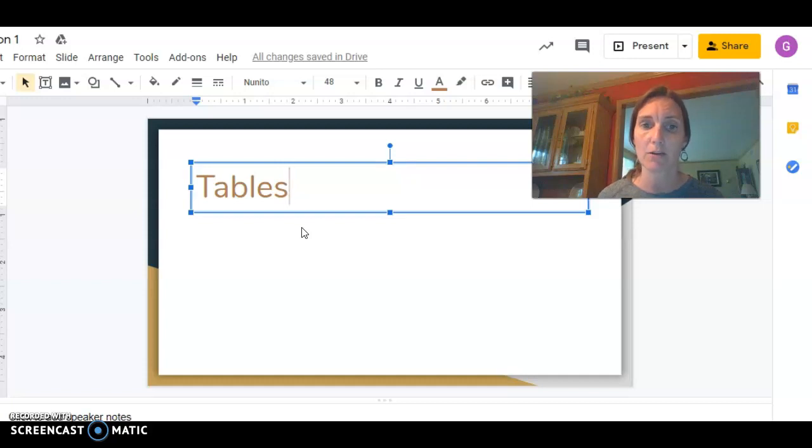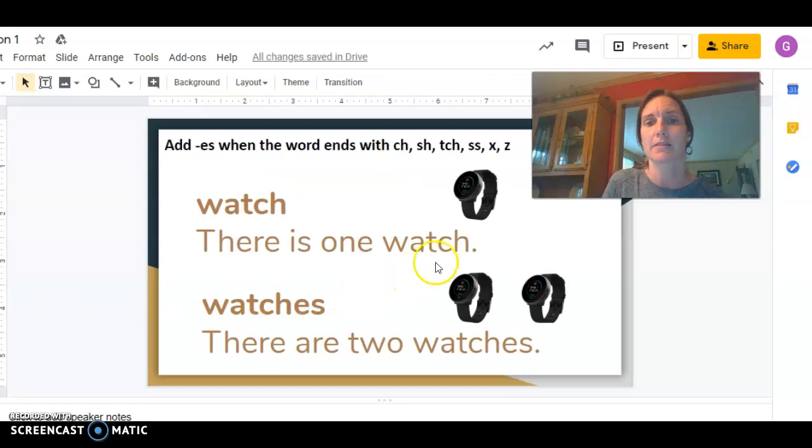We're going to take a look at another suffix that has a special rule that goes with it to determine when to use s and when to use es. Let's take a look at this rule. So this is a watch. There is one watch. If I look at the word watch, it ends in tch. This goes to a rule that when we add suffix es, when the word ends with ch, sh, tch, ss, x, or z. That's when we add that suffix es to make it plural. There are two watches.